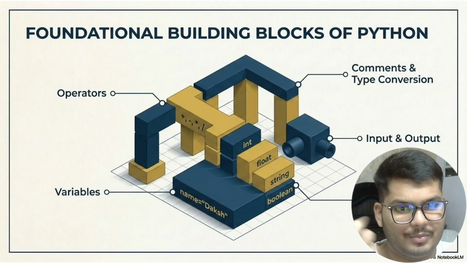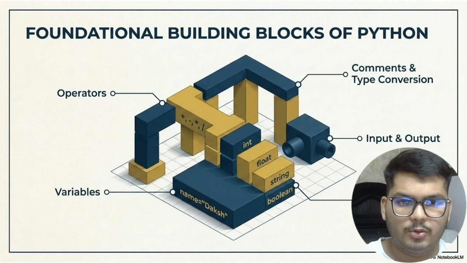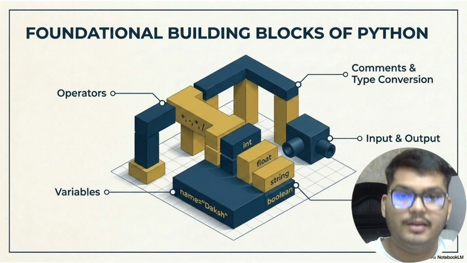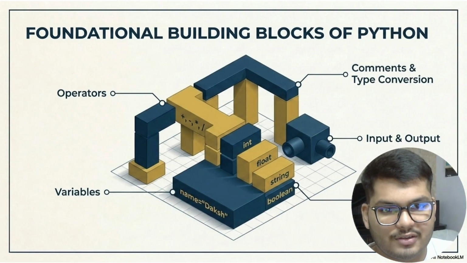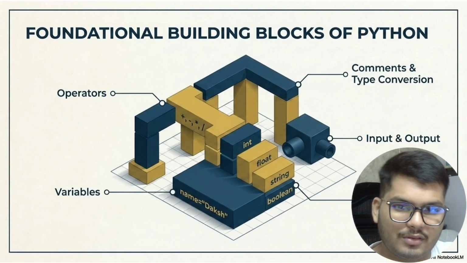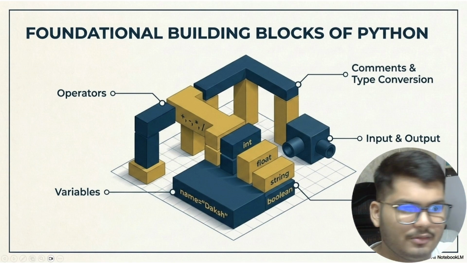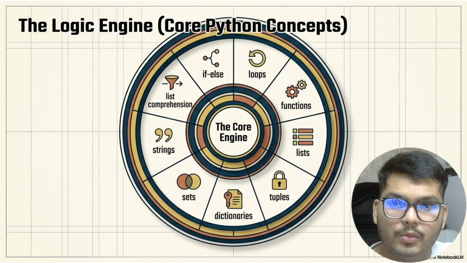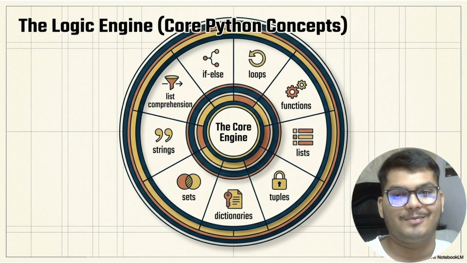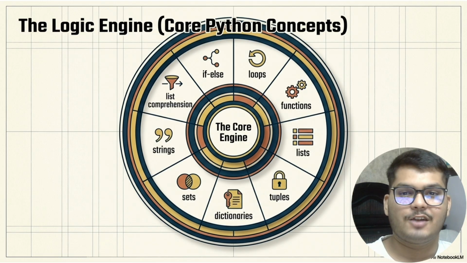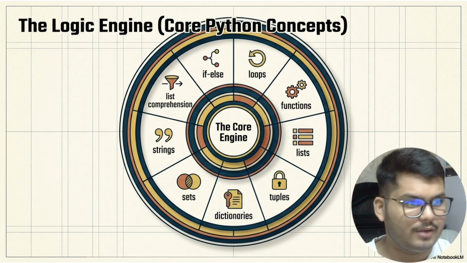And comments, I have told you about comments. And type conversions, where you can convert the type from string to integer, integer to string, and all possible type conversions can be done. And operators, there are some operators like plus, minus, multiplication, division, and so on. You can see them in a future part. Now there is a logic engine, basically the core Python concept. Let's start from the list. A list comes under brackets, and you can take it.